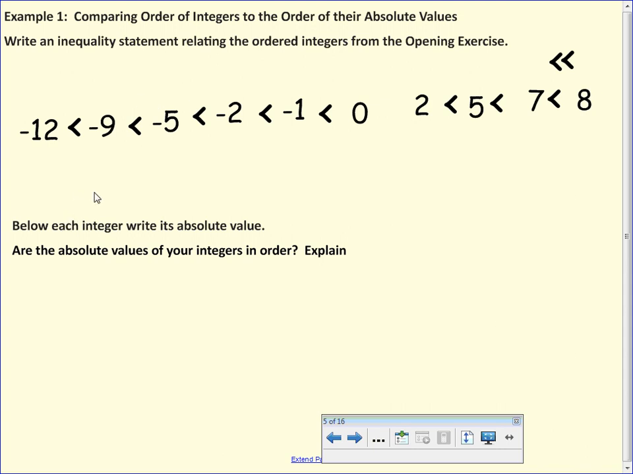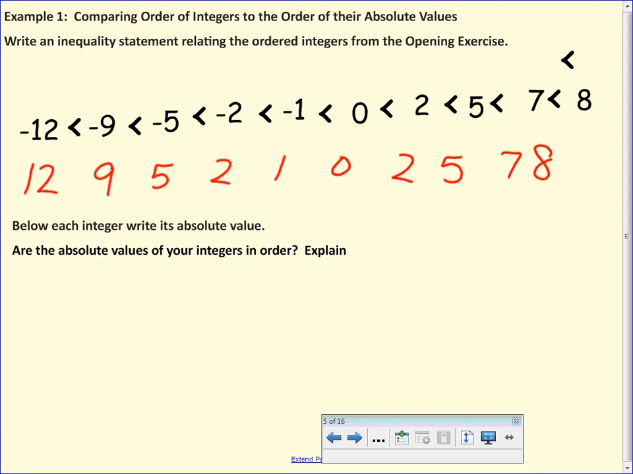So now they want you to, below each integer, write its absolute value. So what's the absolute value of negative 12? The absolute value of negative 9? 5, 2, 1, 0, 2, 5, 7, and 8. Are they in order anymore? They're not in order anymore.